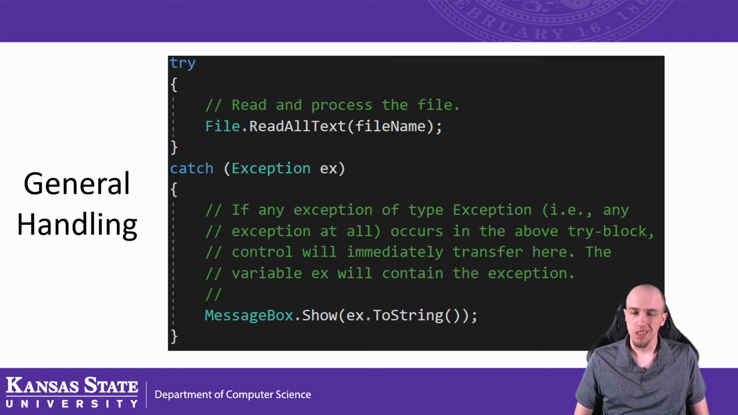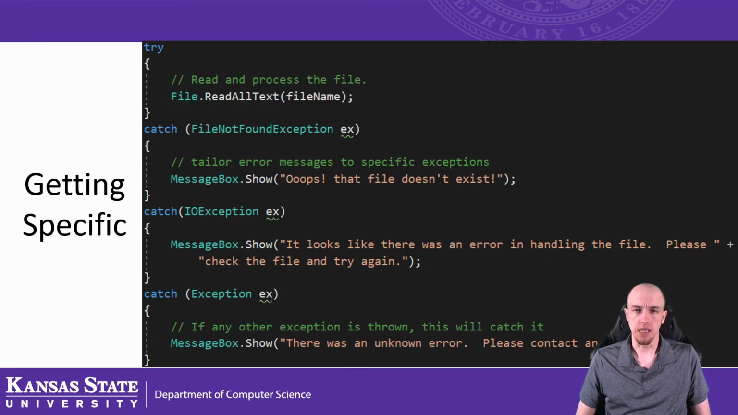And for most of our uses, this is going to, like I said, work perfectly fine for labs and what we do in 300. But in practice, it's best to have more specific error handling. Let's take a look at an example. We can do that by adding more catch blocks.